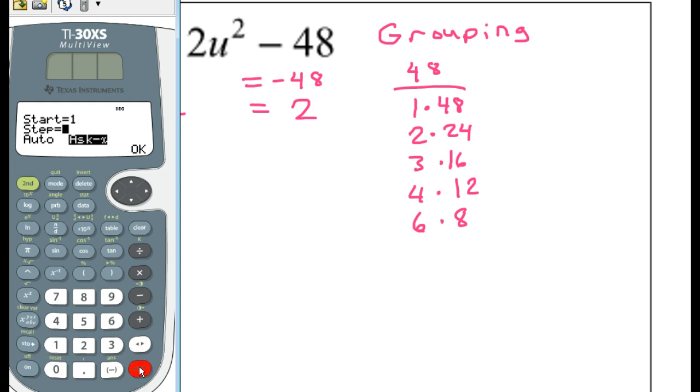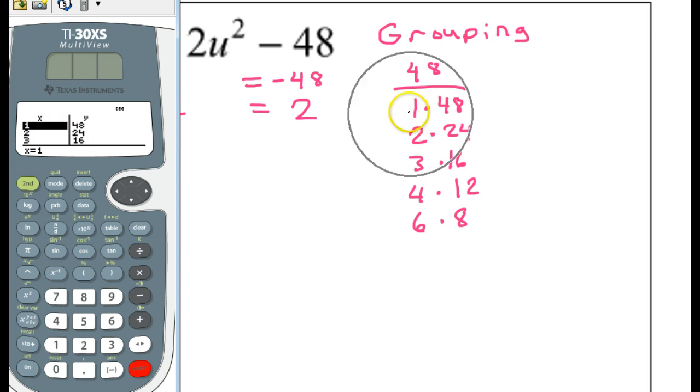And just hit enter. For some reason, this is on ask. I don't want it on ask, I want it on auto. Okay, and really, it's giving us the list right here. So you see the 1 times 48, the 2 times 24, the 3 times 16. It's all here, and I can just scroll down.